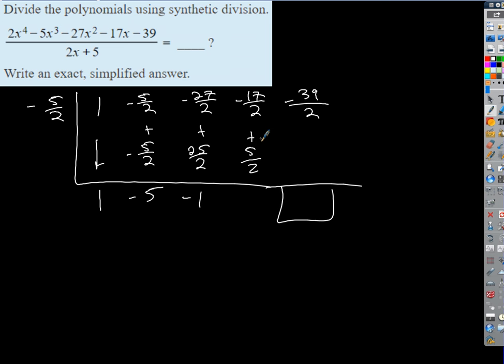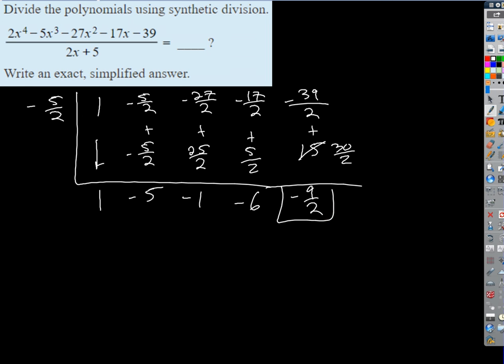Well, that's negative 6. Negative 12 halves, which is negative 6. And then finally, negative 6 times negative 5 halves is going to be positive 15. Good. And if I add those up, I get something kind of ugly, right? So maybe we want to think of that as being 30 halves, so we can add those up. Negative 9 halves.